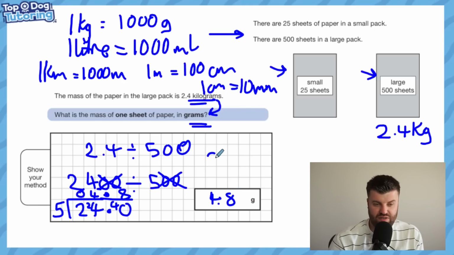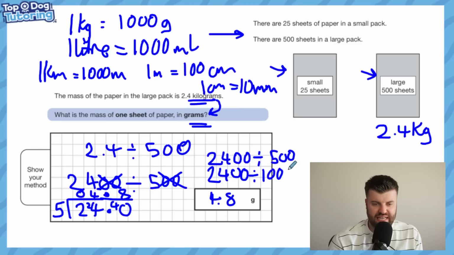Another way you could do this, 2,400 divided by 500. Instead of dividing by 500, you could double it. So divide it by 1,000 instead. So we're dividing it by way too much here. We're dividing it by twice too much. So we'd end up with 2.4 there. But to correct it, we can multiply the answer by 2. Divide by 1,000 and times by 2 is the same as divide by 500. Divide by 1,000 gets us 2.4, then times it by 2 still gets us our 4.8.